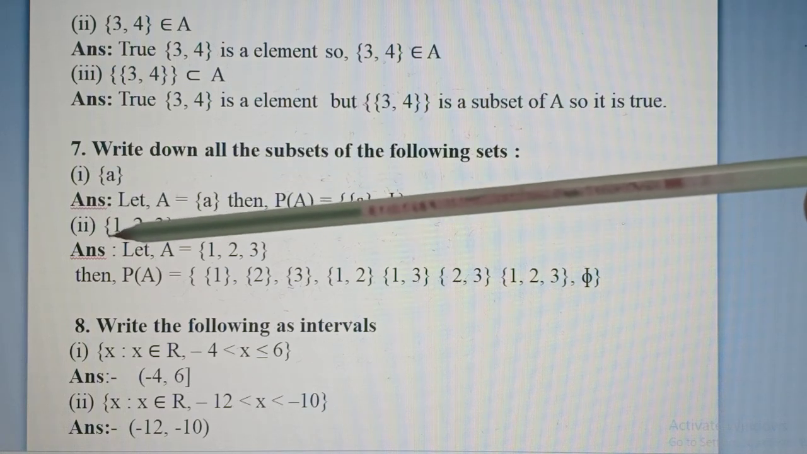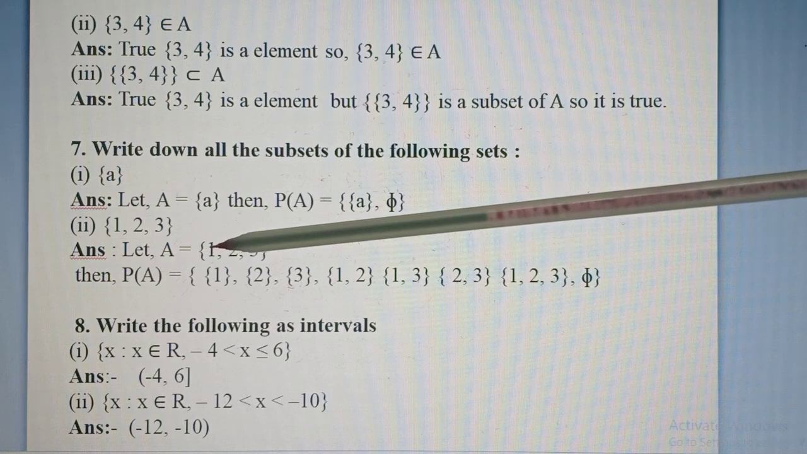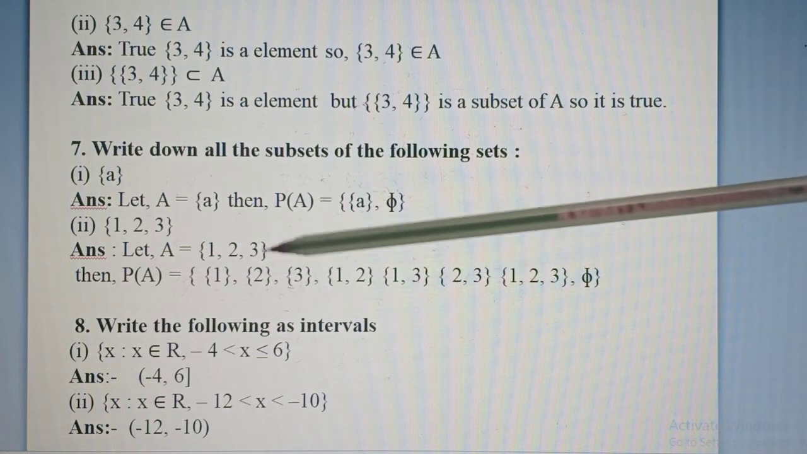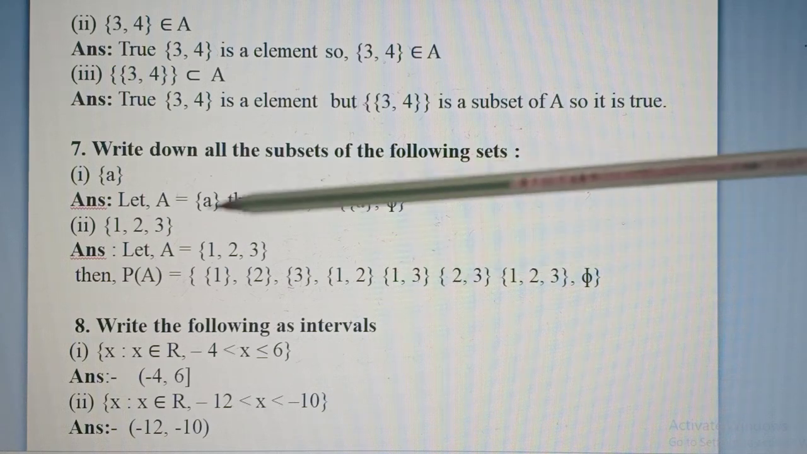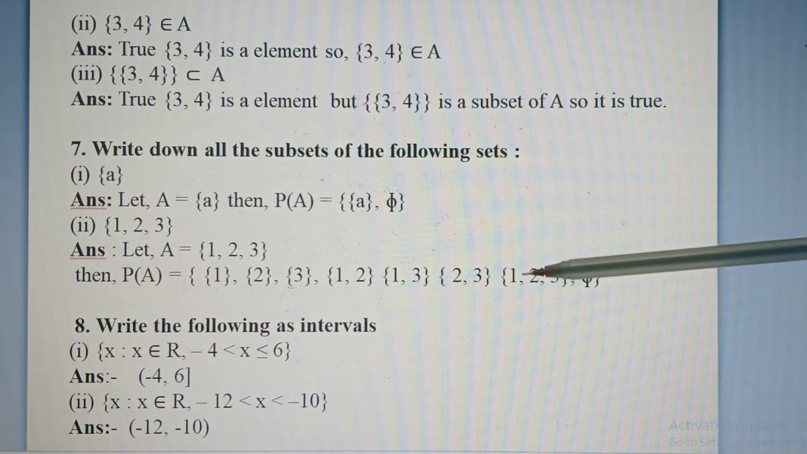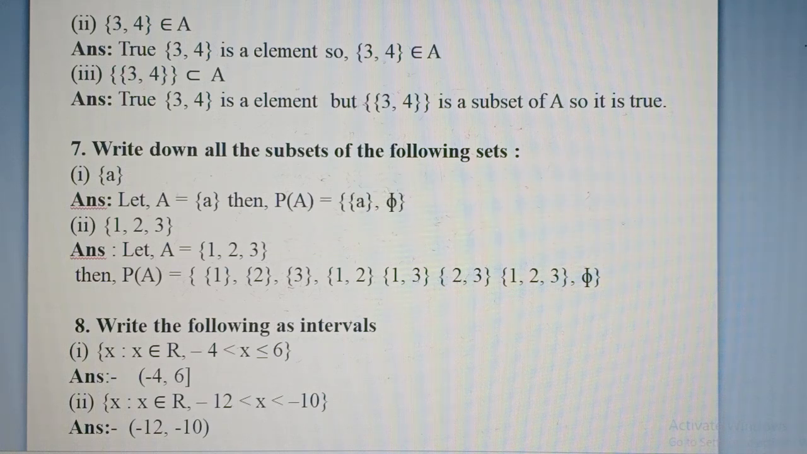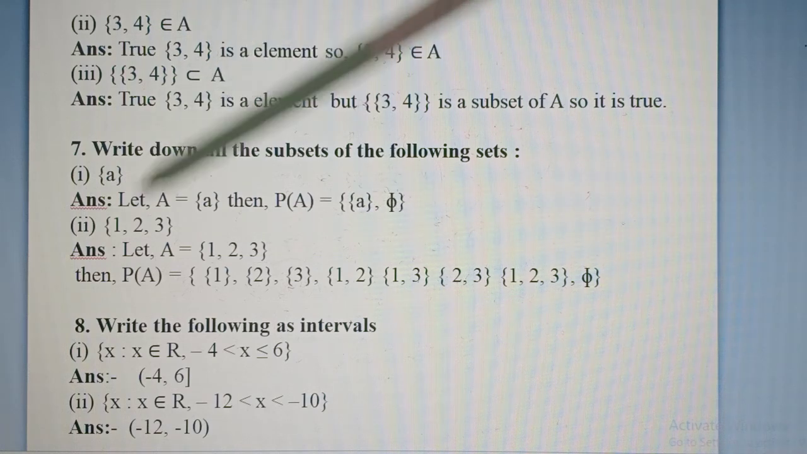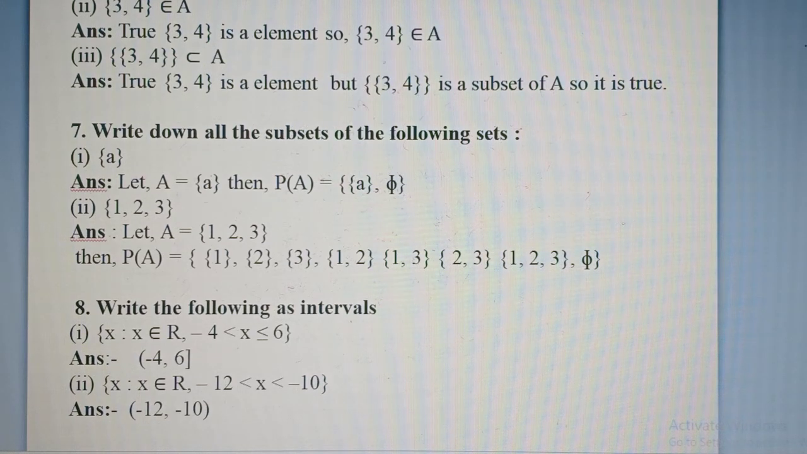Question number 2 is 1, 2, 3. Let A equal to {1, 2, 3}, and these are the subsets: {1}, {2}, {3}, {1, 2}, {1, 3}, {2, 3}, {1, 2, 3}, and phi. All the elements are subsets of A, and writing them in another second bracket, it forms a power set of the given set. So students, next question, write the following as intervals.